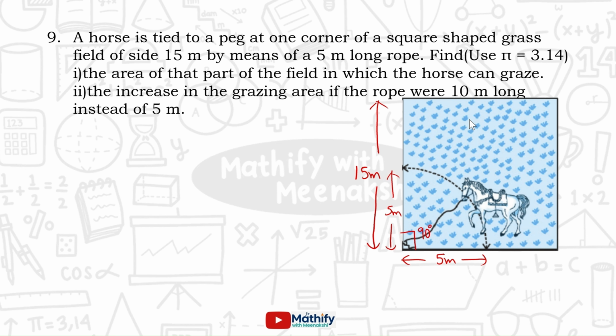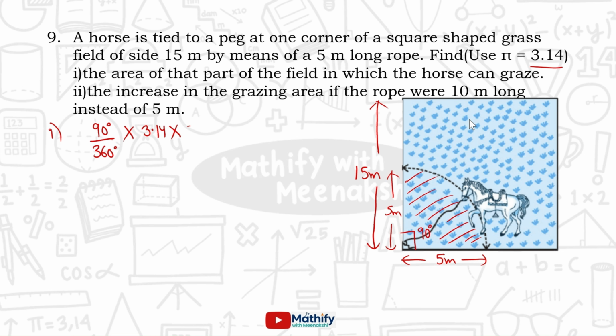In the first part, we have to find the area of that part of the field in which the horse can graze. That means this much, and that part is the area of a quadrant. So that will be equal to 90 by 360 into pi. Pi we have to use here as 3.14. So you have to see this carefully. If it's not mentioned, you can always use 22 by 7.